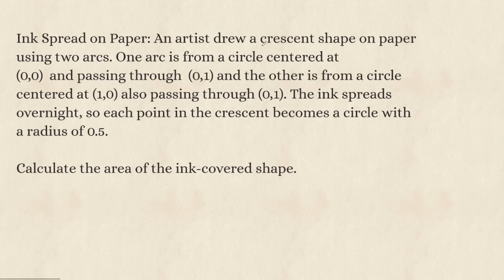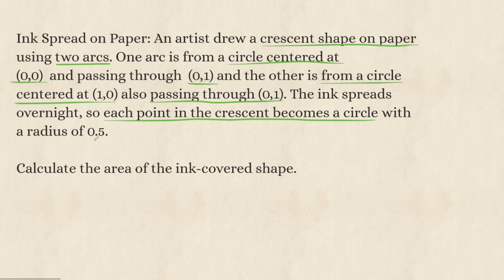An artist drew a crescent shape on paper using two arcs. One arc is formed by a circle centered at 0, 0 and passing through point 0, 1. And the other is formed by a circle centered at 1, 0, also passing through point 0, 1. The ink spreads overnight, so each point in the crescent becomes a circle with a radius of 0.5. Calculate the area of the ink covered shape.